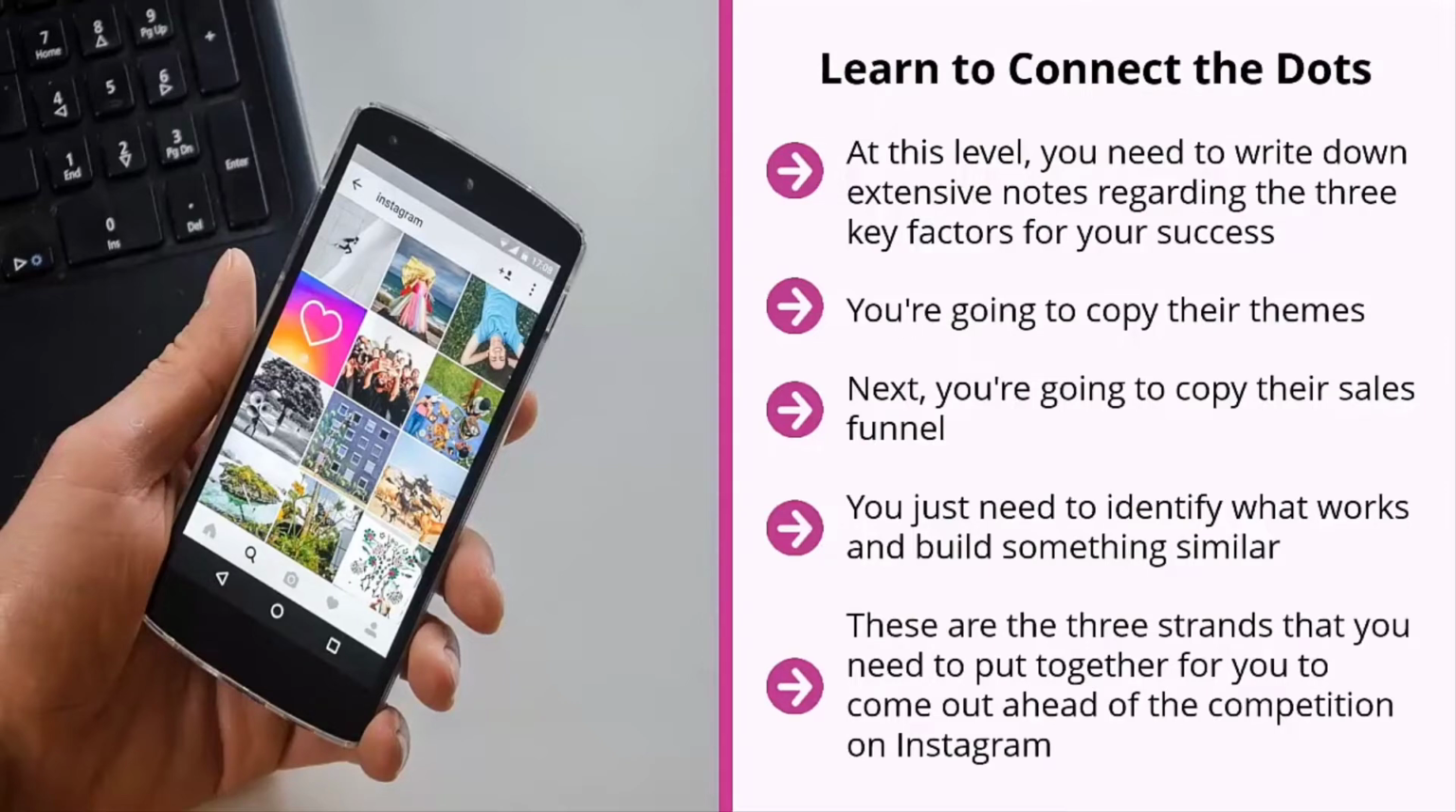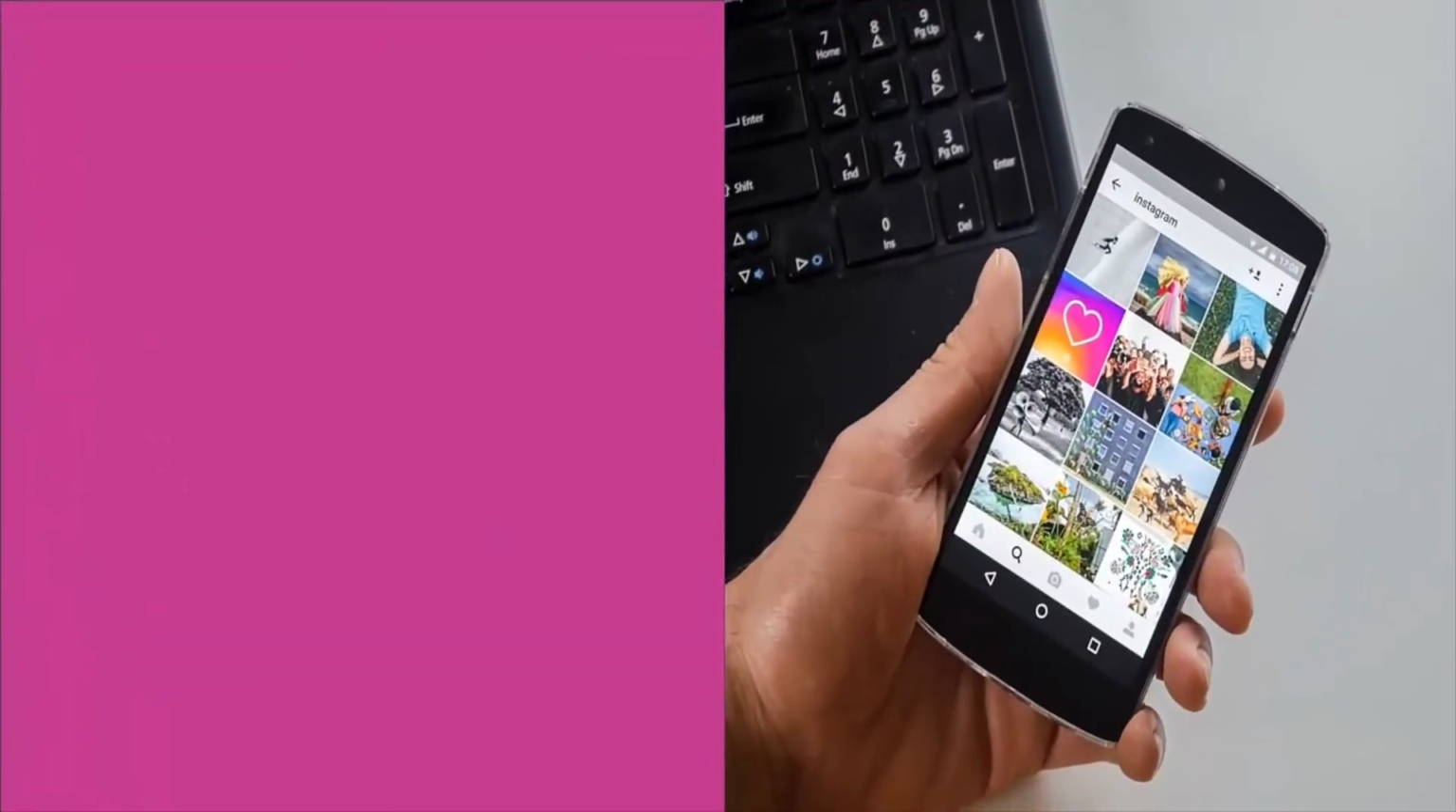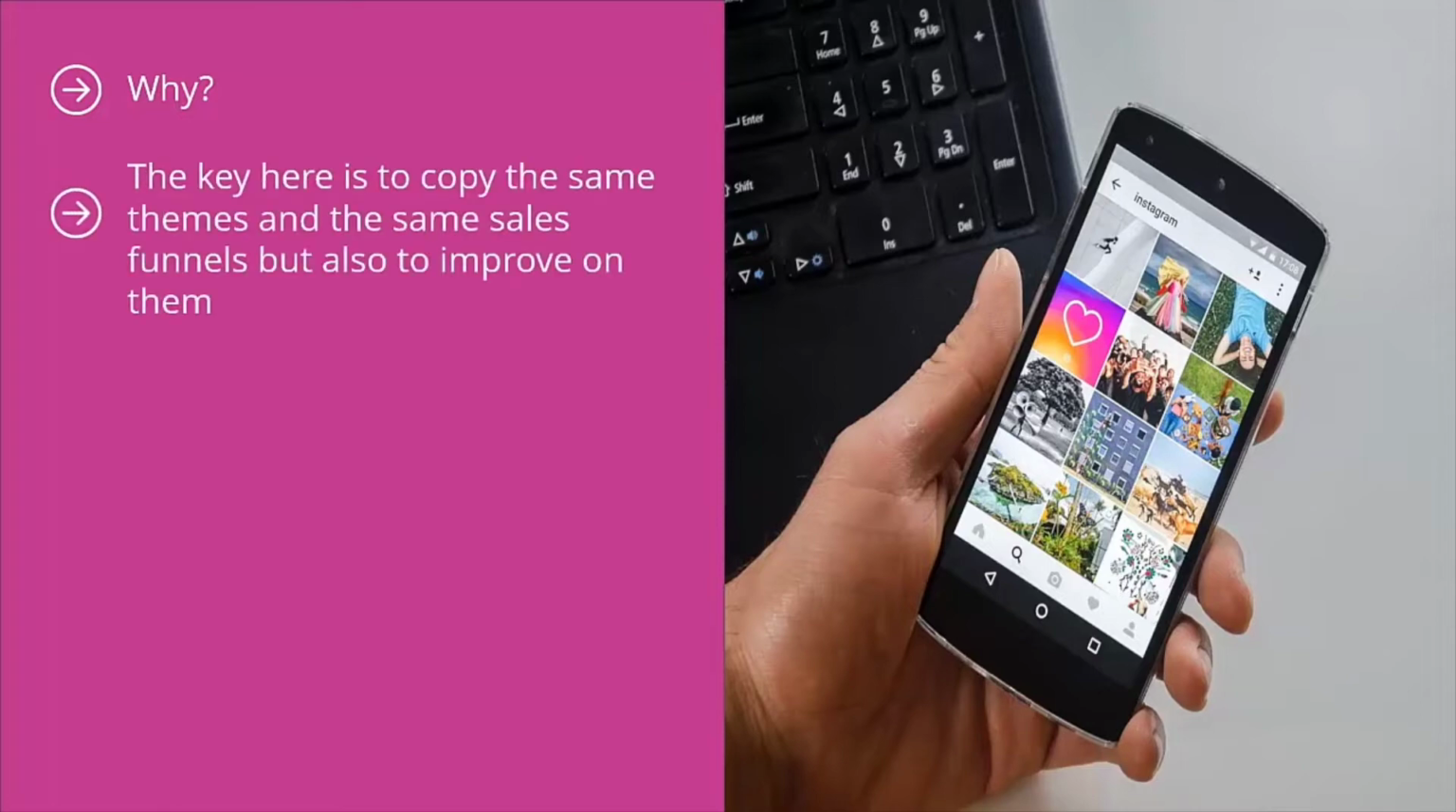Otherwise, you're just going to be sharing the same general stuff that they are sharing, and this is not going to help you. Seriously. Why? Well, you're not building a distinctive persona. You're just playing the game to be just another face in the crowd. At the back of their minds, your target audience members are saying to themselves, well, I can get the exact same content from this brand's competitors. Why am I here? I'm not getting anything spectacularly different. The key here is to copy the same themes and the same sales funnels, but also to improve on them.